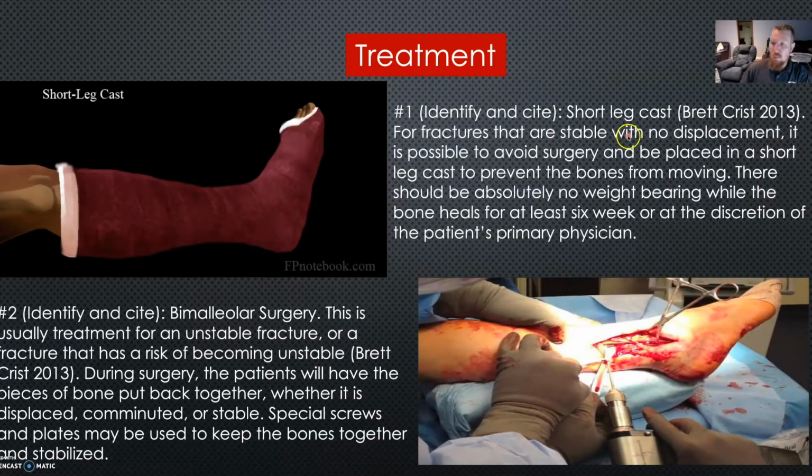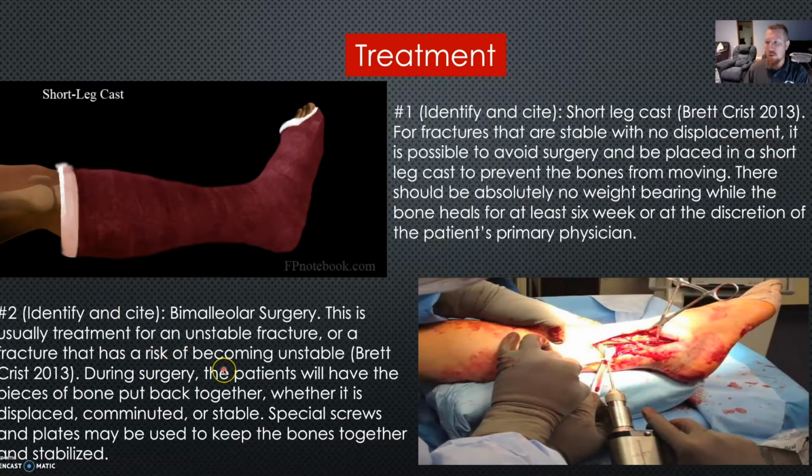Our treatment for most fractures is going to be a short leg cast. For fractures that are stable with no displacement, that's when we'll see that short leg cast. It is possible to avoid surgery and be placed into that short leg cast, and that will help prevent the bones from moving. If we have displacement or compound fractures to the malleoli, then we're possibly going to see surgery.